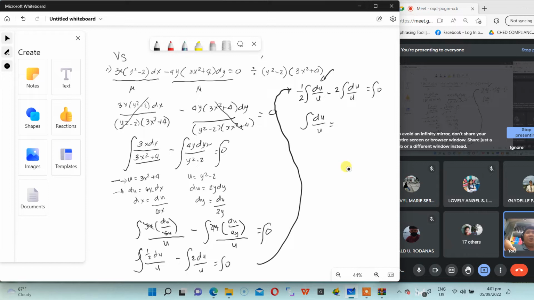While I'm solving this, I'll be recalling many of those identities that should have been discussed in your integral calculus. I'm sure it was discussed, you just forgot. So the integral of du over u, this is an identity. The integral of du over u is ln of u plus c. So this is the identity. Please remember that one.